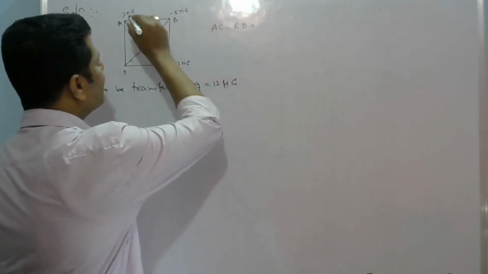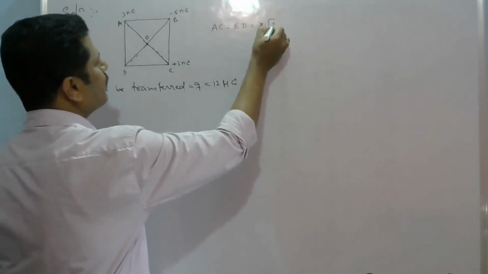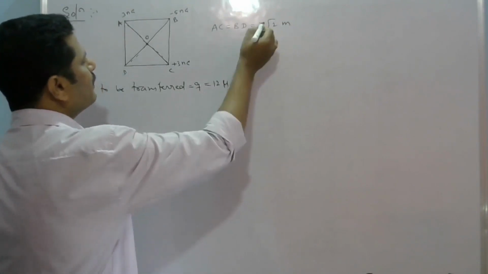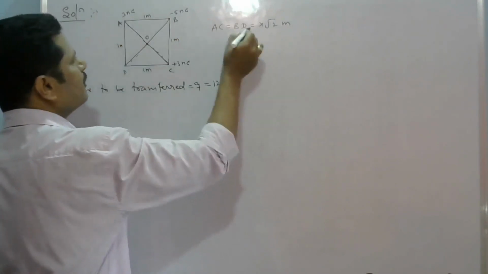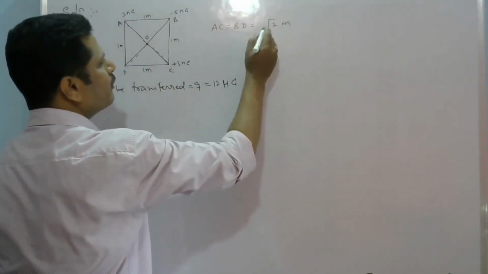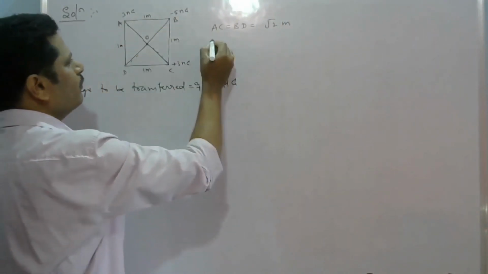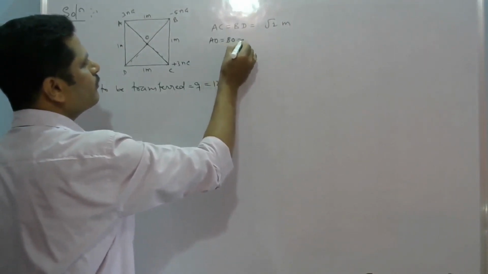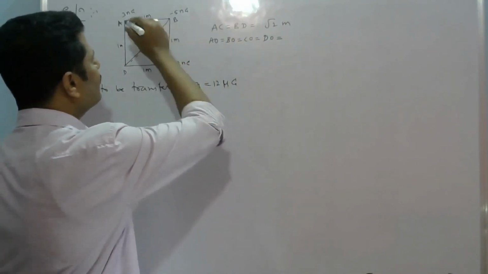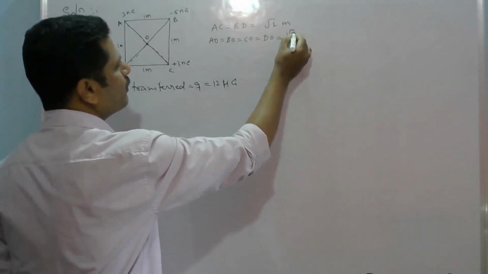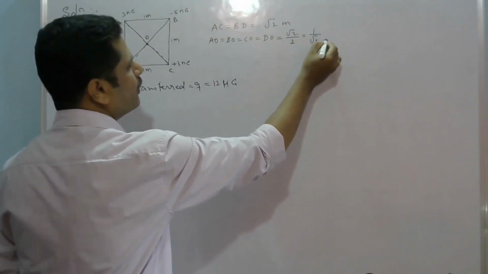The diagonal is equal to x root 2 meter. Here the value of x is 1 meter because the square has side 1 meter, so in place of x we can take 1. Then it becomes root 2 meter. Now we need to calculate AO, BO, CO and DO. We know that AO equals BO equals CO equals DO, which is half of the diagonal AC, that is root 2 divided by 2, which can be written as 1 by root 2 meter.